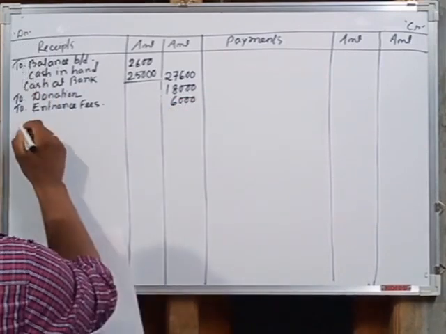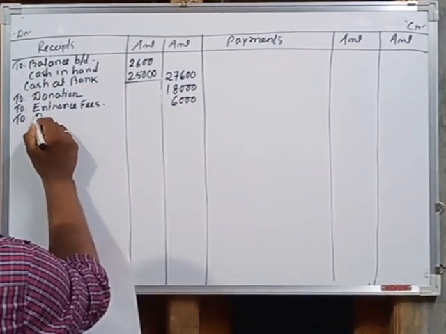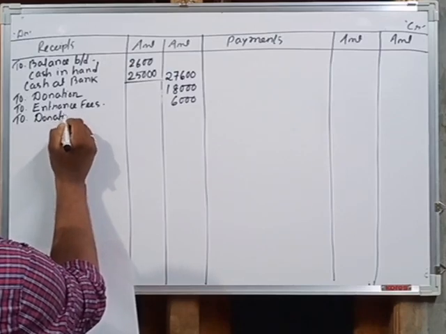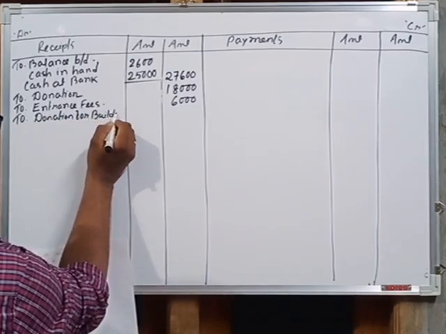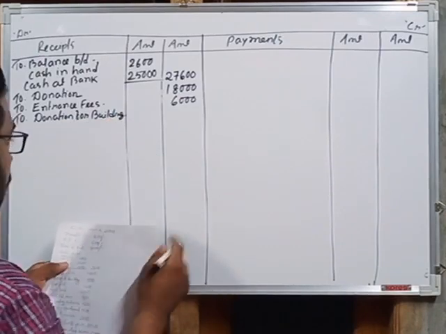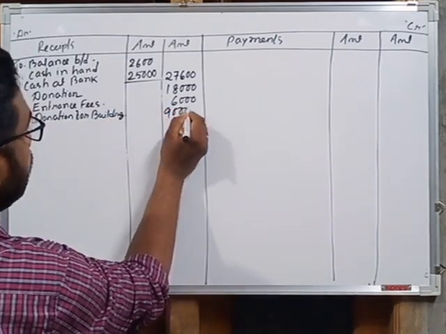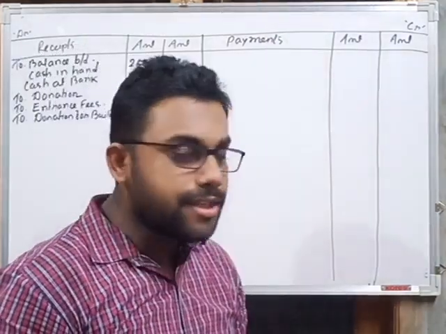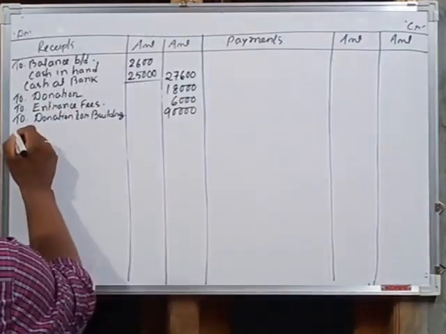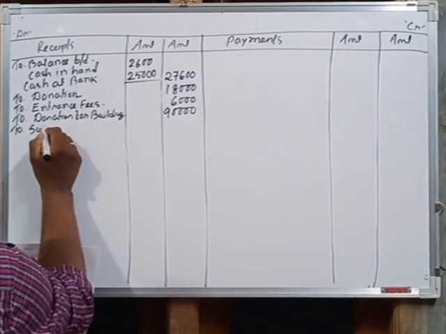Next, donation receipt for building. It is a capital receipt, but it is a receipt. To donation for building, the amount is rupees 90,000. Next, subscription receipt. So it is also a receipt. To subscription.